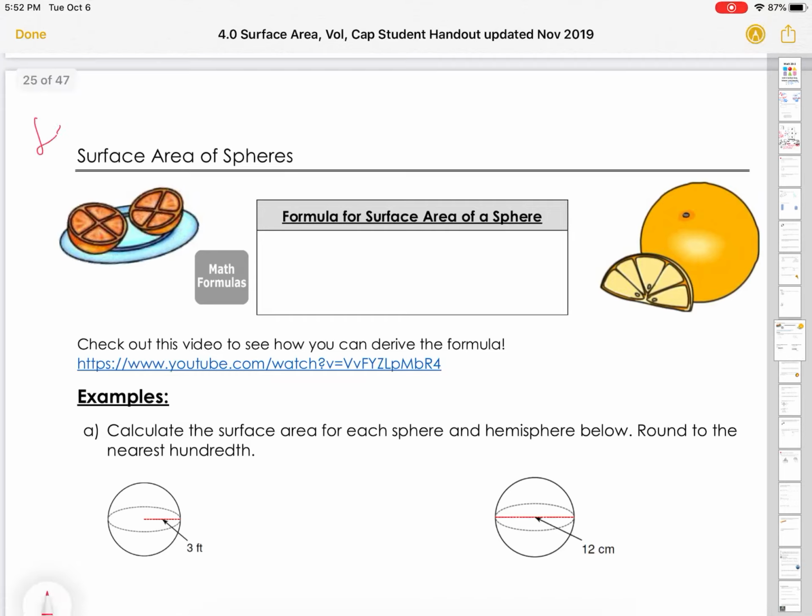This is lesson 6 for math 20-3. So, spheres are a nice one where we get a formula for our surface area. So our surface area of a sphere can be calculated with 4 pi r squared, where of course r is the radius.